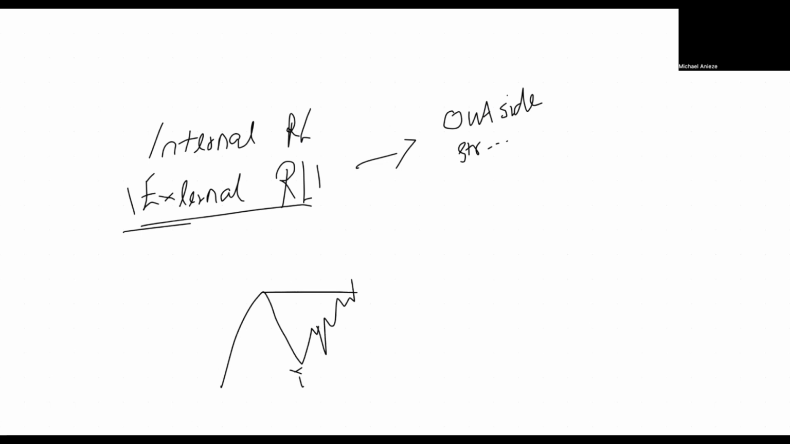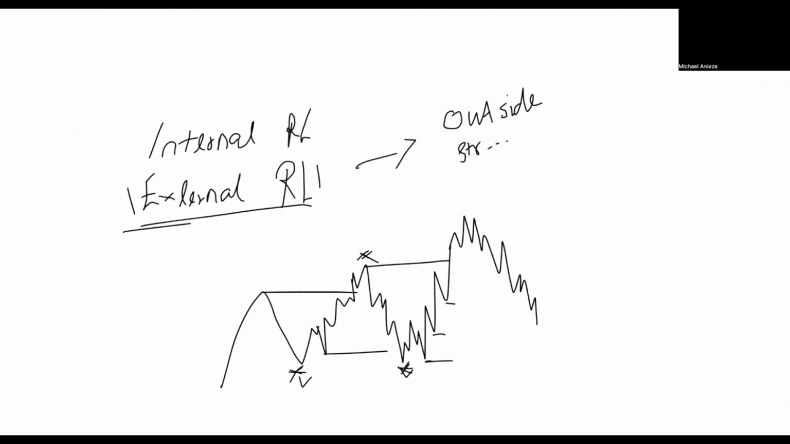An external point, right? And then we can start having our pullbacks into internal structures, right? Takes out internal structures, creates another point, then takes out external structure. Simple, right? External structure. Then price does what? Now all these are internal structures, internal structures, external structures, external structures, right? Now price comes back down into this one right here, and then takes out this.